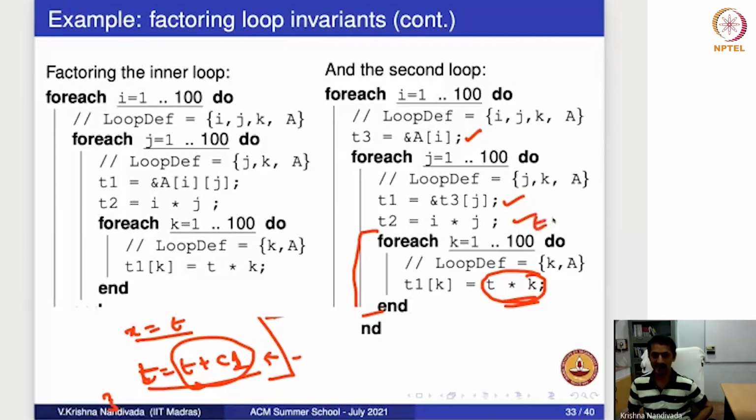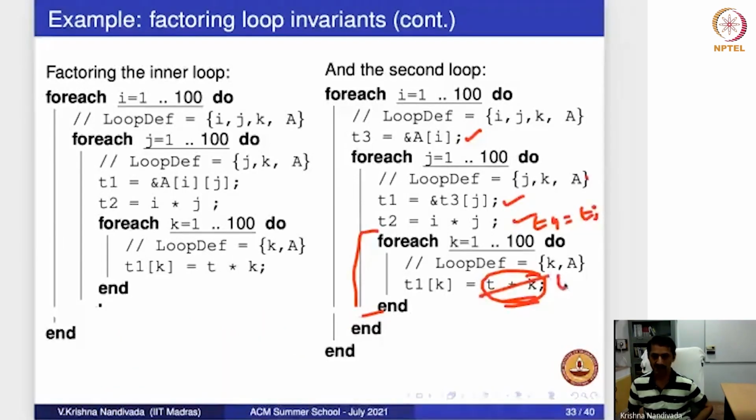So what I can do, I can write a temporary, let's say T4. I can write here T4 equal to T, and here I can replace it with T4. At the end of the loop here, I can write T4 equal to T4 plus K. So now tell me how many multiplications do I have? This whole 1 million multiplications are gone. Right.